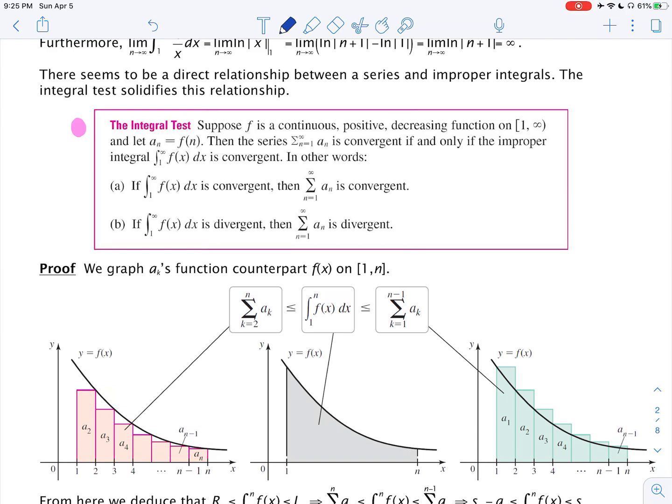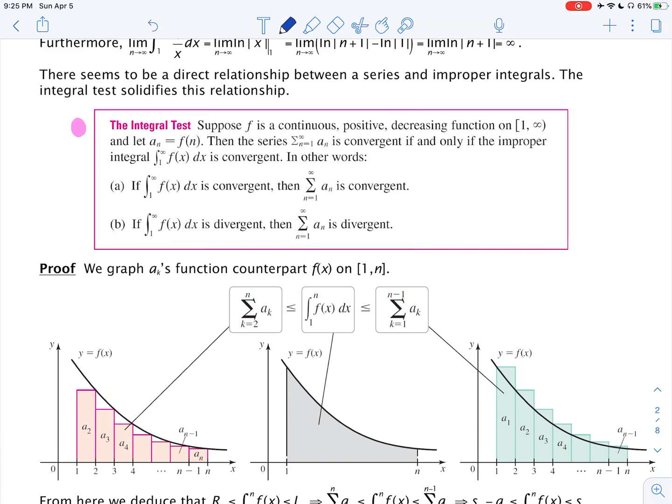And keep in mind, over the course of this chapter, we are developing a list of series convergence and divergence tests. So far, we know that we have the geometric series test. If your series takes the form a r to the n, then you can use the geometric series test.